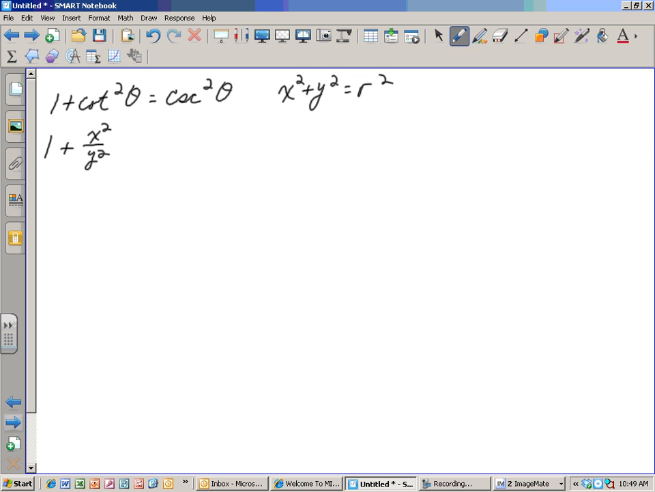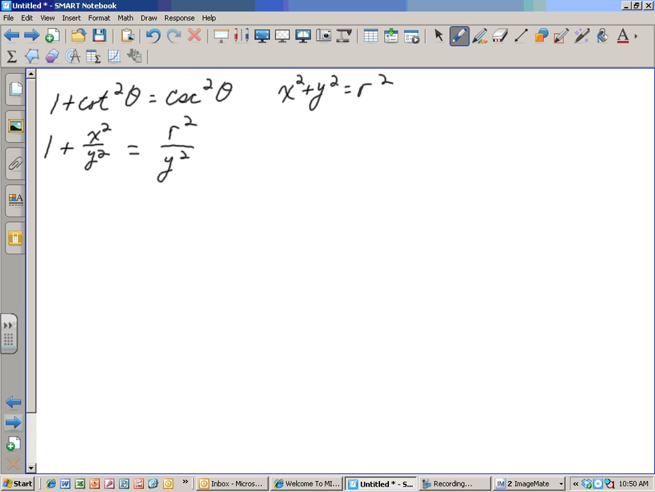So let's square them. Cosecant, well, sine is y over r. Cosecant is r over y. And cosecant squared then would be r squared over y squared. And we know that to be true. That's by definition. So we really haven't shown that, we haven't proved anything.